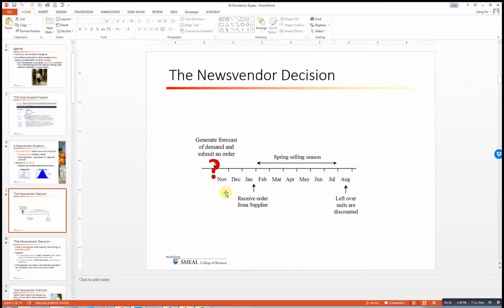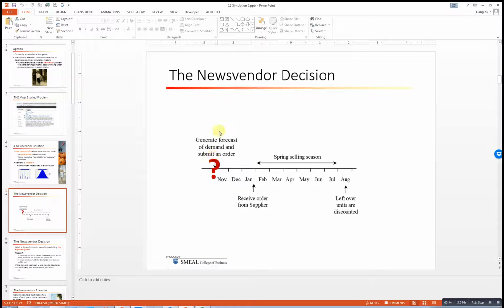The timeline of this problem looks like this. In the beginning of a period, the selling season, you have to place the order and then the inventory arrives, then you're going to sell this product, or the unsold product will be salvaged at a certain value. The question is, before you know the demand, how much should you order?